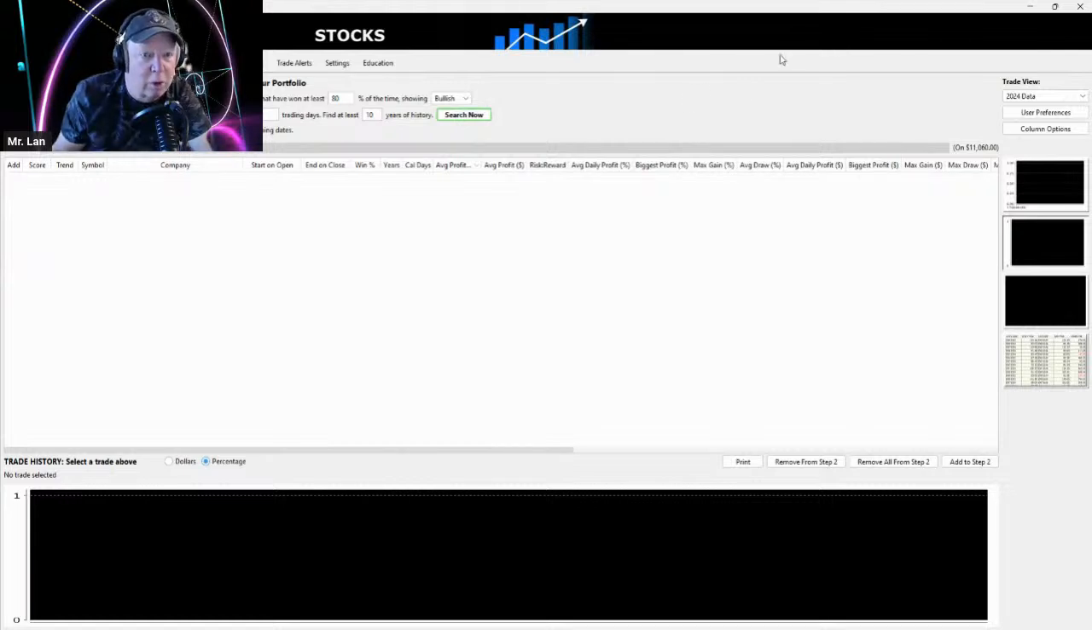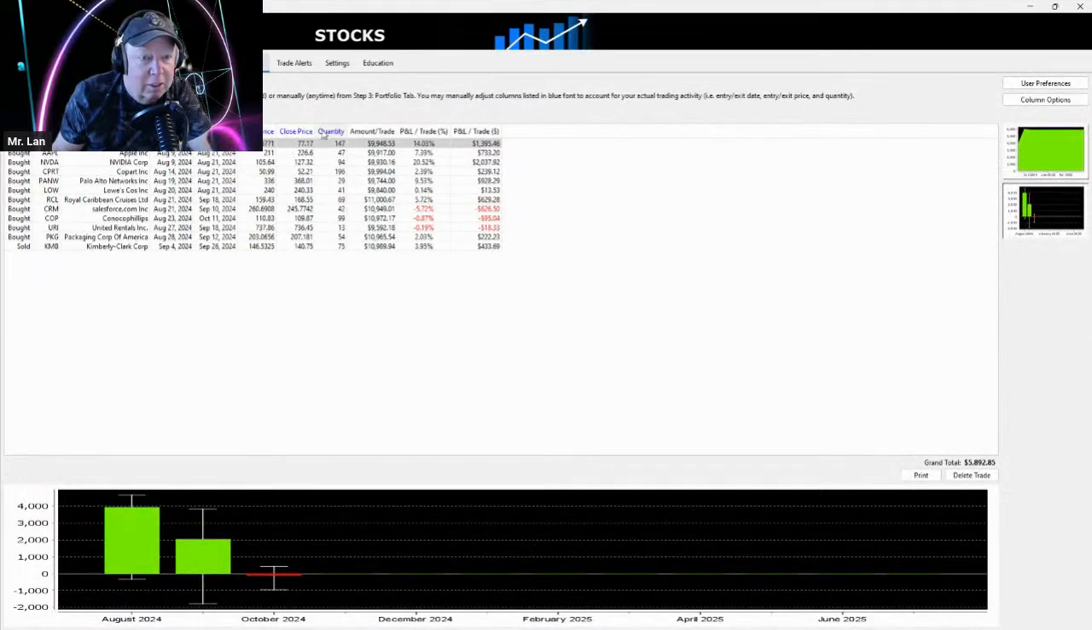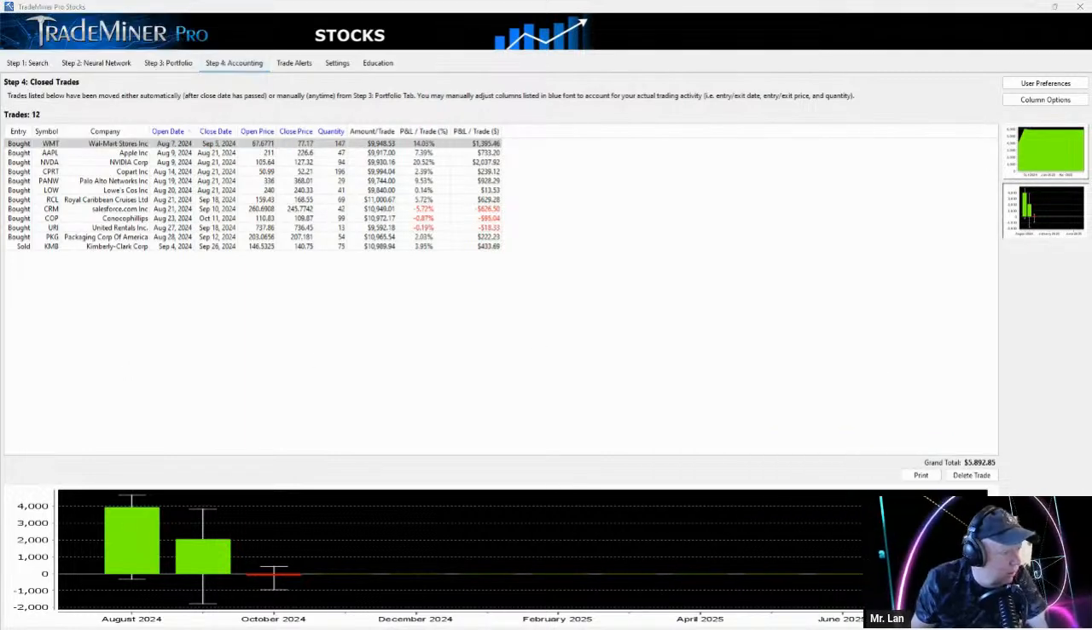Now, the first thing I want to do is go back and look at our accounting window. So actually, we closed out so far this year, since we started putting our portfolio into TradeMiner, this is what we've done. We started off on August 7th with our first trade, and we closed out $13.95 in Walmart, $7.33 in Apple, $2,000 in Nvidia, $239 in Copart.